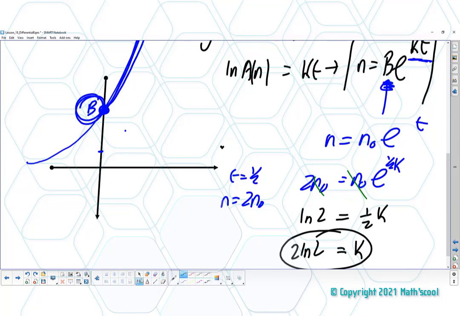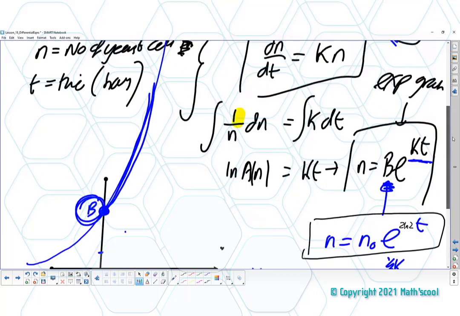I can replace the k in here with 2 ln 2. And so this is my equation. And that's it. That's as good as that equation is ever going to get, because I'm never going to know n naught in this question.